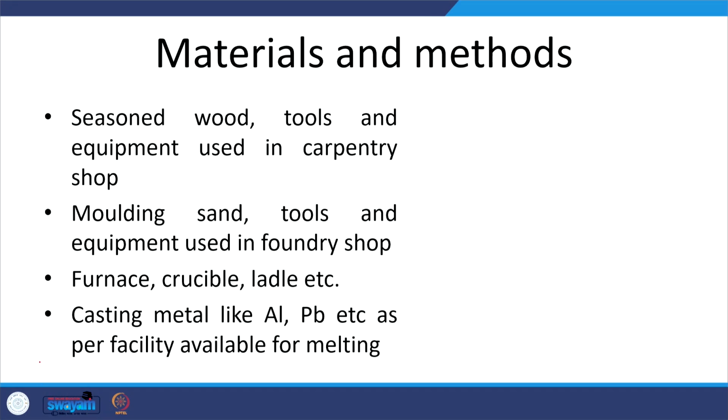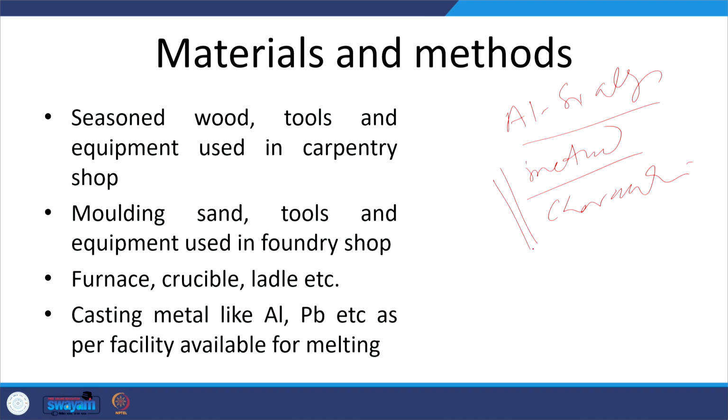As far as the demonstration is concerned, we will also be talking about the methods that will be used for making the three types of aluminum silicon alloys, so the development of casting, that is one, and the characterization, how these alloys were characterized. So, the casting in this particular case for the lab demonstration, casting of aluminum or lead etc., as per the facility available for the melting, can be used.